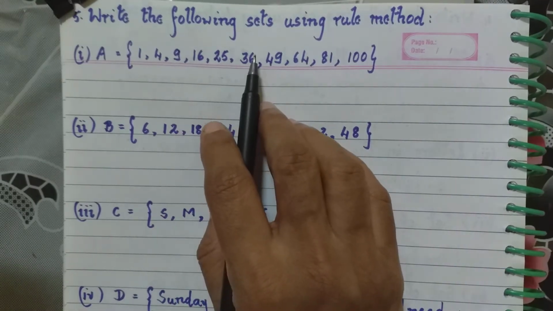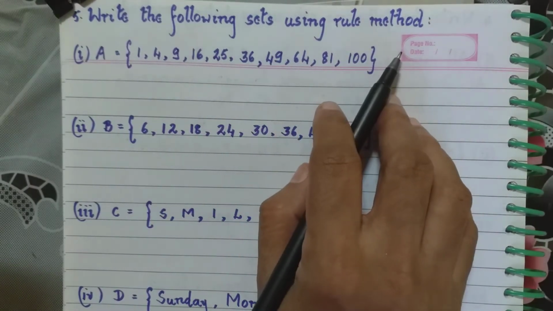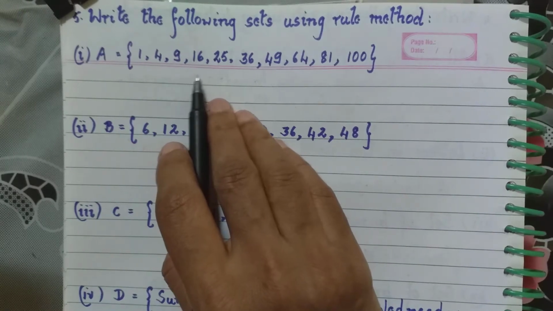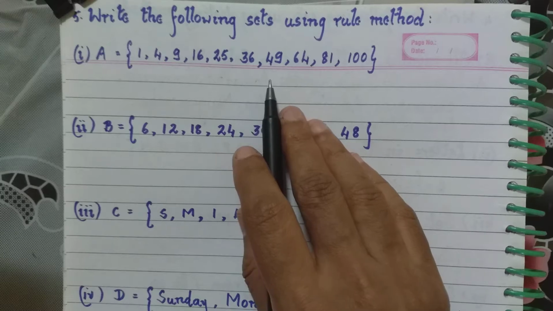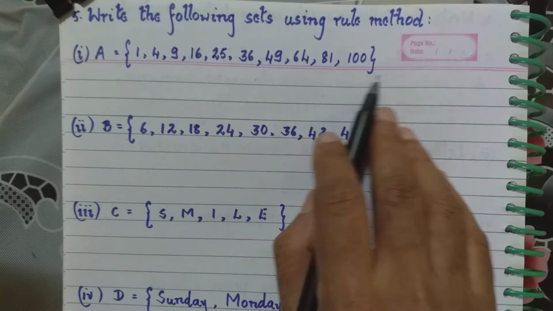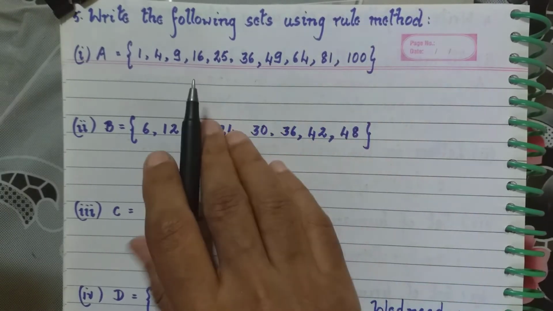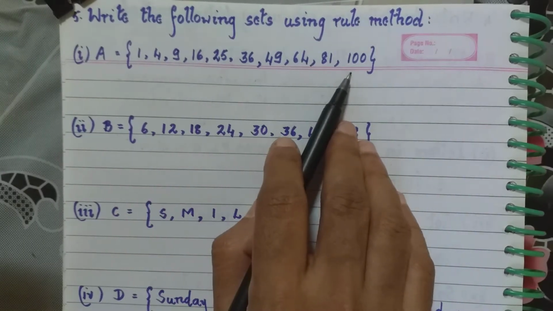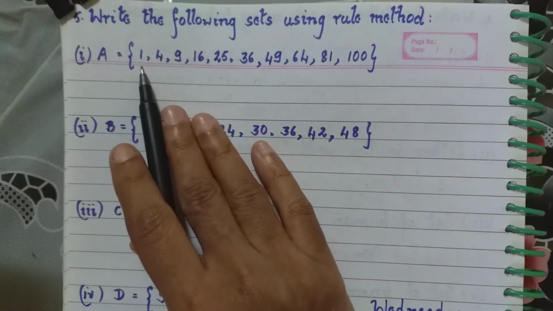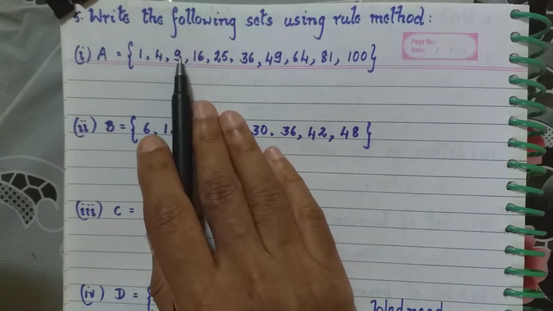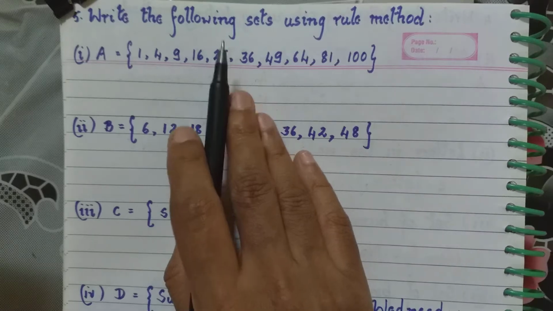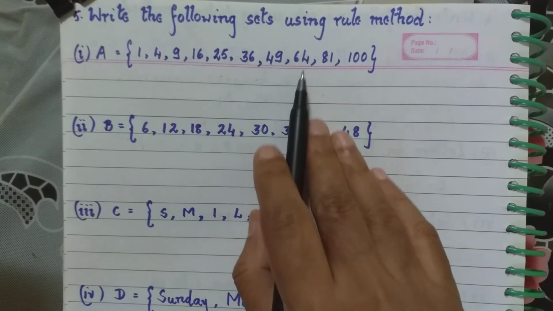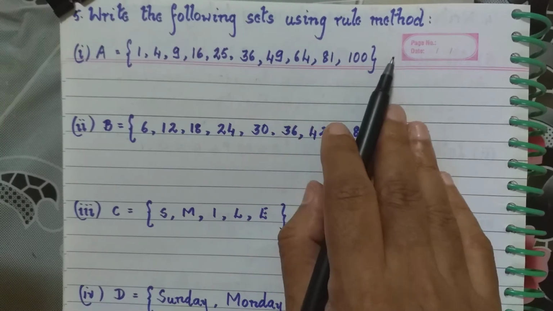Fifth question, write the following sets using the rule method. So we have the set A here having the elements 1, 4, 9, 16, 25, 36, 49, 64, 81 and 100. Now if you observe here, we are seeing that all these elements are squares of numbers. 1 is the square of 1, 4 is the square of 2, 9 is the square of 3, 16 is the square of 4, 5 square, 6 square, 7 square, 8 square, 9 square and 10 square.